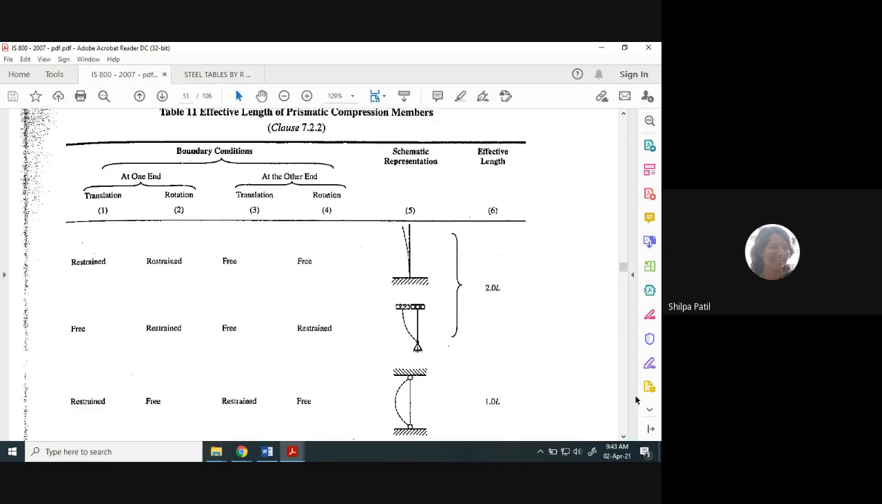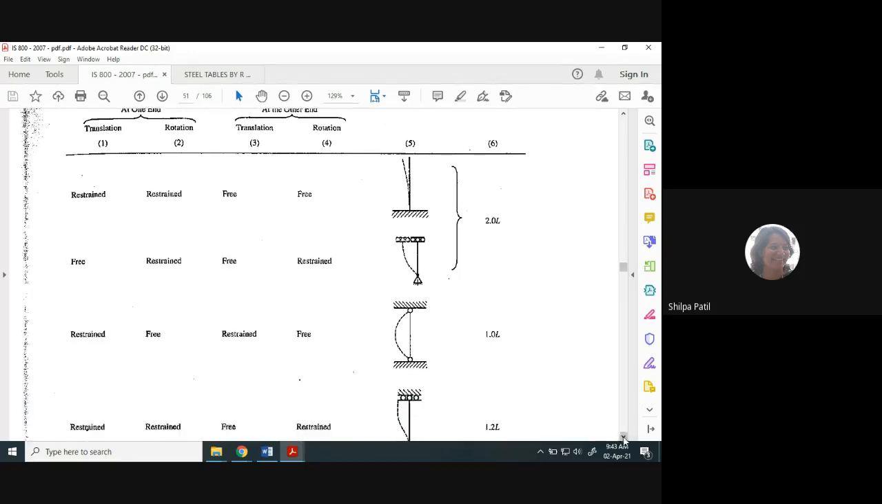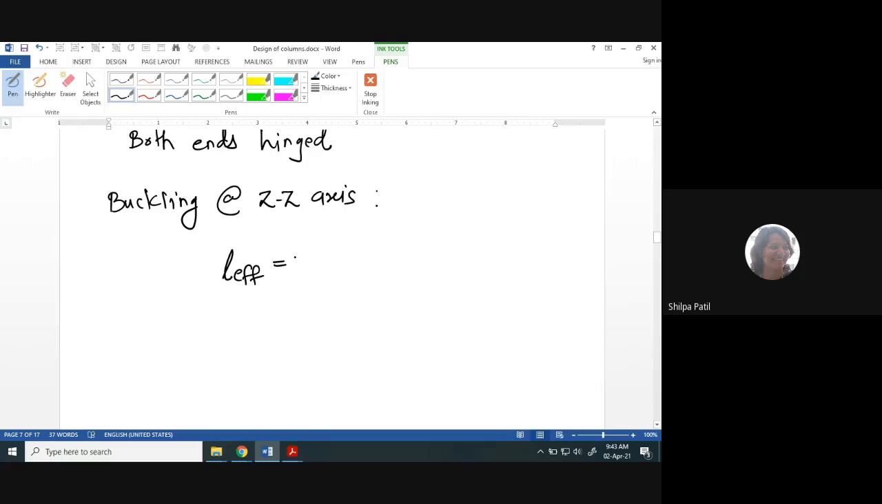This table is applicable only for the columns. Okay. So here, what is the condition? Both ends of the column are hinged. So in that case, the effective length is taken as 1L. So my effective length is equal to 1L, and the original length is equal to 5 meters. So this is multiplied by 5. So I am getting effective length in z axis as 5 meter.